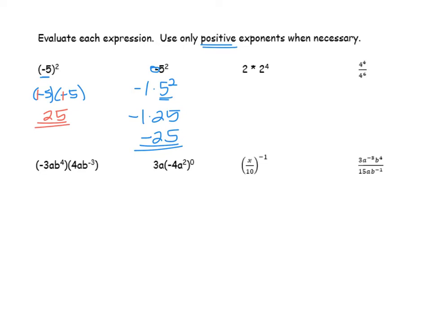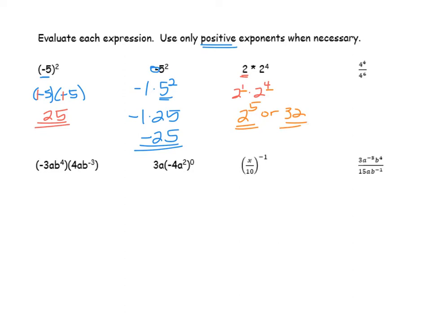Other properties, we have 2 times 2 to the 4th power. This first 2 doesn't have an exponent written, so we would default it to an exponent of 1, times 2 to the 4th power. Now, when the bases are the same, we just add the exponents together. 1 plus 4 is 5. That's the same as 2 to the 5th, or if you plug that in, you get 32.